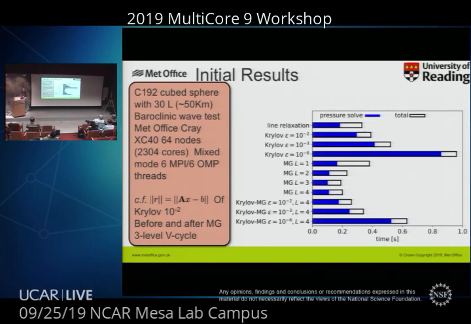It's running on a C192 cubed sphere, about 50-kilometer resolution. It's the baroclinic wave test, running on about 2,500 cores or 64 nodes on the Met Office XC40. This is all done with the LFRic Psyclone code generation system, so all the parallel code is generated automatically for both MPI and OpenMP. And you can see different ways of doing the solver.